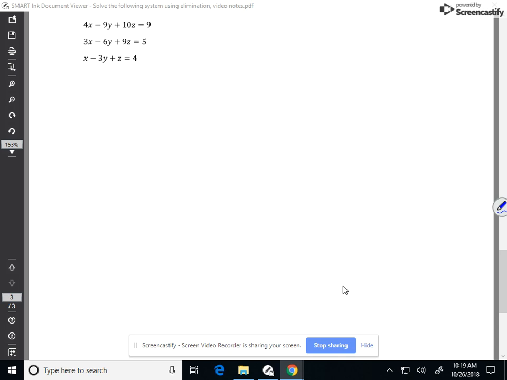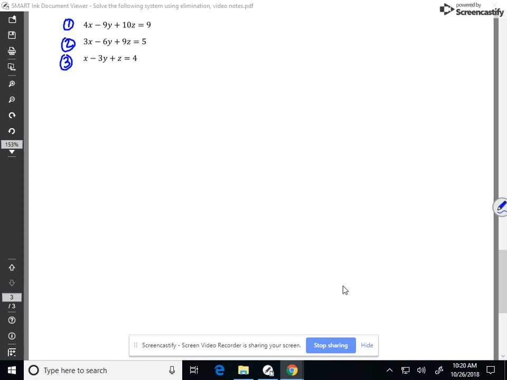Okay, we're going to solve this system again using elimination. So step one is going to be to number them, right? We want to be able to identify our equations, okay? And so looking at my equations, I've got the first equation, second equation, third equation. I'm just trying to decide which is going to be easier to eliminate.